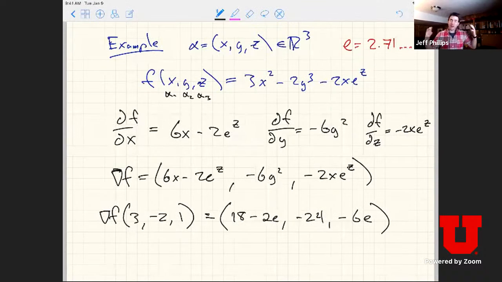So the gradient is a function from R3 to R3. The input is 3 dimensions, 3, minus 2, 1. The output is 3 dimensions: 18 minus 2e, minus 24, and minus 6e. I could multiply it out with the constant, but usually I leave it as e.